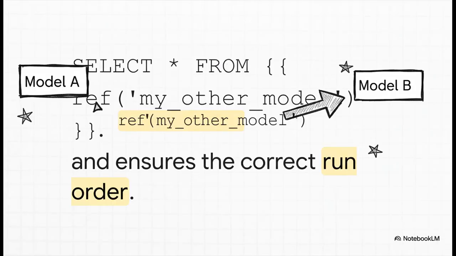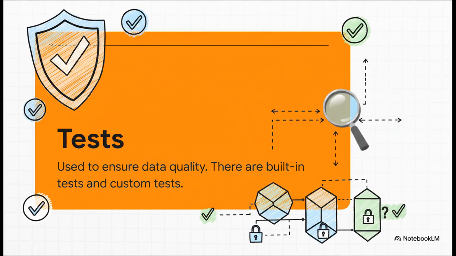Now, this is where it gets incredibly powerful. Look at that little ref function. Instead of typing out a table name like you normally would, you refer to another model. This is huge because you're not hard-coding anything. You're creating a dynamic link, a dependency. DBT uses this amazing templating engine called Jinja to see all these refs, and it automatically figures out how all your models connect to each other. All right, next up, tests.